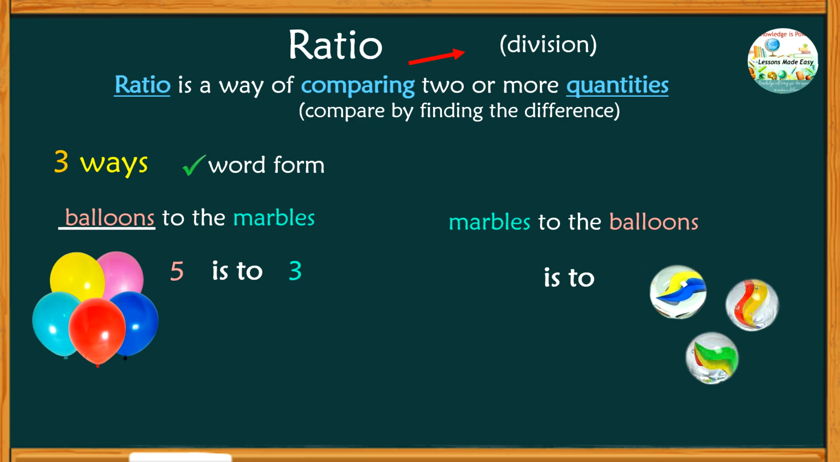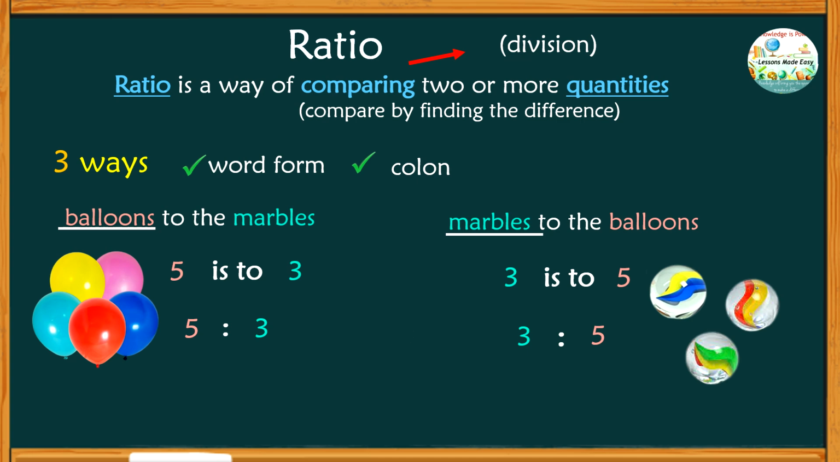How about the ratio of the marbles to the balloons? The first term would be the number of marbles, since it is mentioned first. The ratio would be 3:5. Another way of writing the ratio is by changing the word form to a colon, which is also read as "is to." Just the same, we have 5:3 and 3:5. Just to be clear, 5:3 is not equal to 3:5.